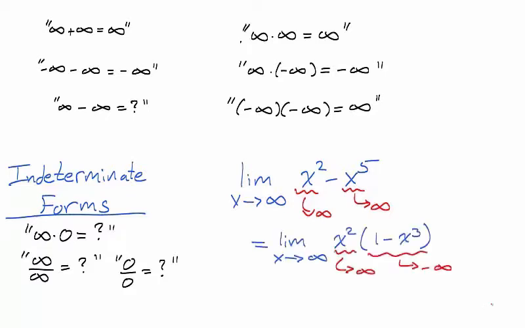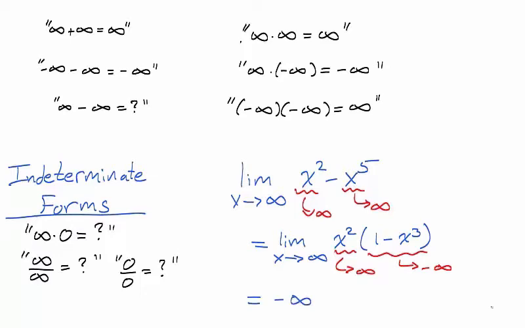Factoring the expression leads us to the product of two functions, x squared, which approaches infinity as x approaches infinity, and 1 minus x cubed, which approaches negative infinity as x approaches infinity. We now have the form infinity times negative infinity, which we can determine, and is described as negative infinity.